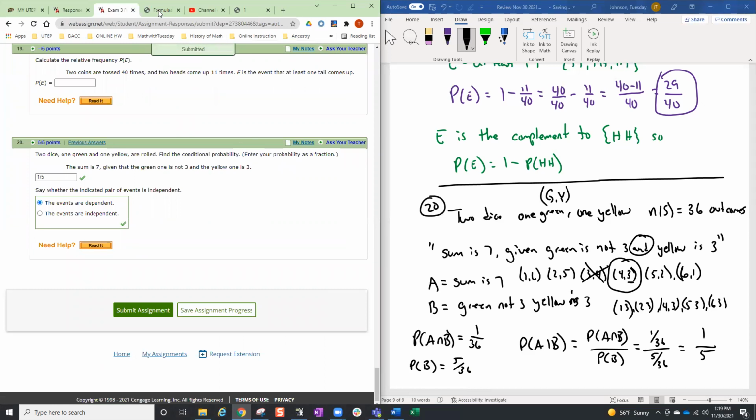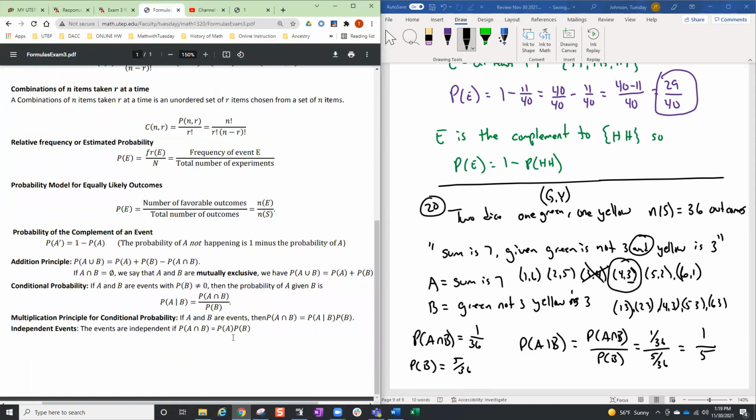I went to my formula sheet that I'm going to make sure is posted in your week 15 folder on Blackboard, exam 3 stuff. Use that formula right there.